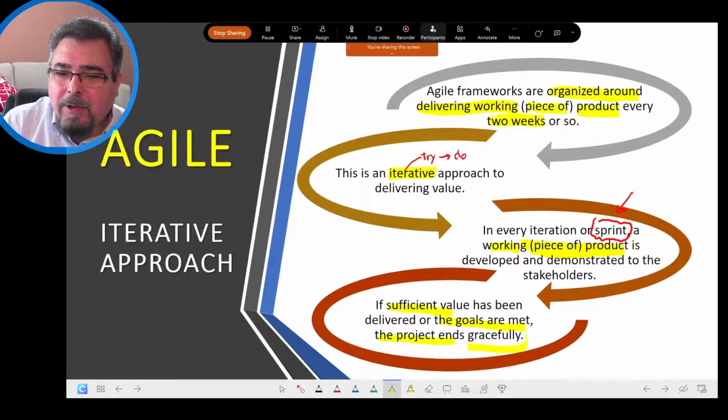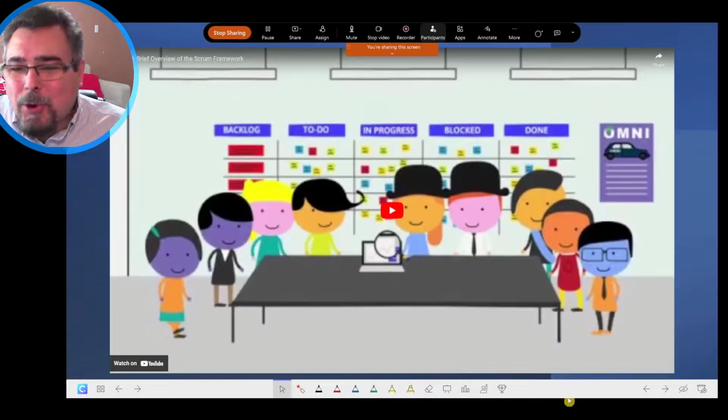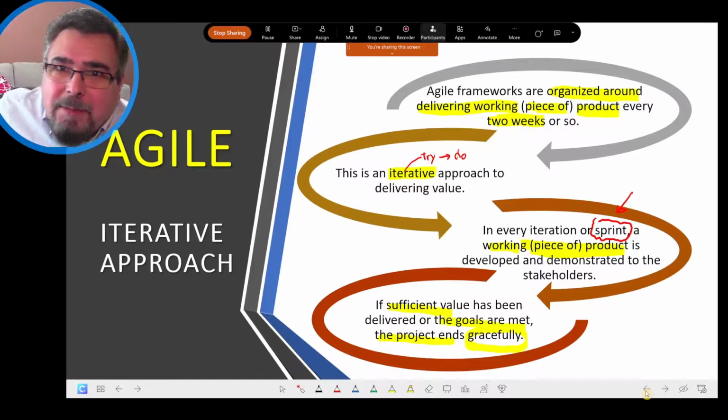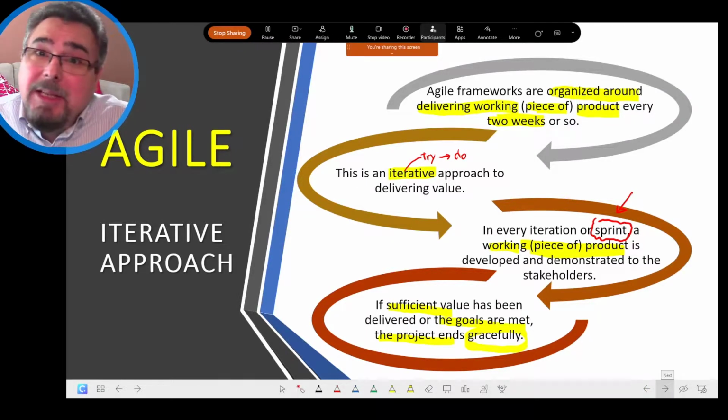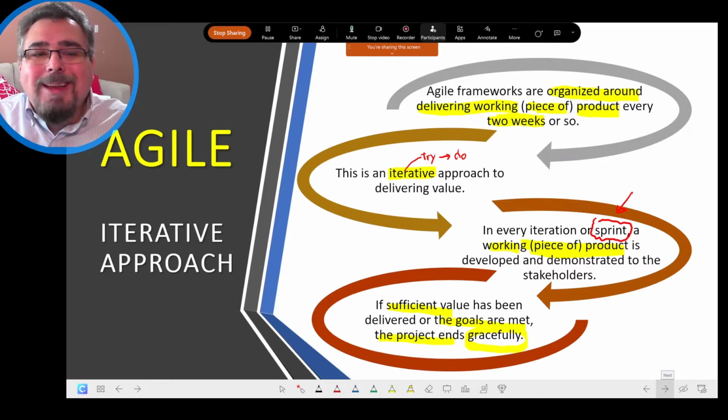That word graceful is a little bit strong for me. No project in my life has ended gracefully. Okay, so that is the idea. But anyway, it's there, and that's what we call an iterative approach.